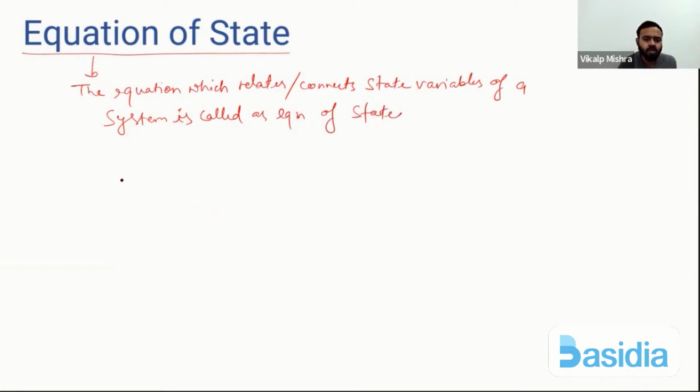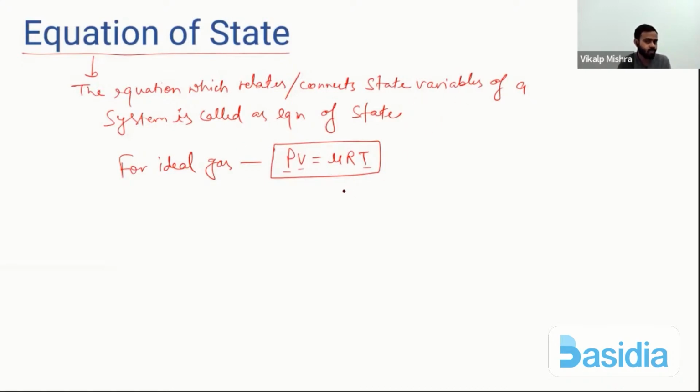Okay. So like we have for ideal gas, we have ideal gas equation. Okay, and that is PV equals to mu RT. So we know pressure is state variable, volume is state variable, R is constant, temperature is state variable. Okay, and this equation relates all the state variables of a system. So we can say this is an equation of state. This is an equation of state for ideal gas.